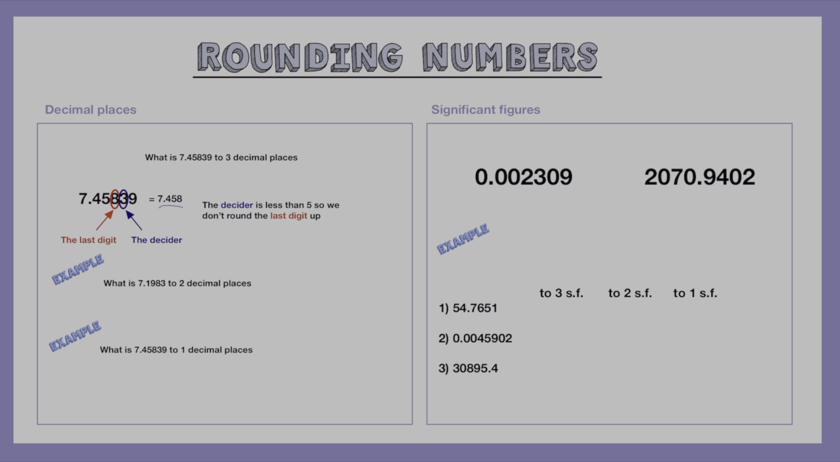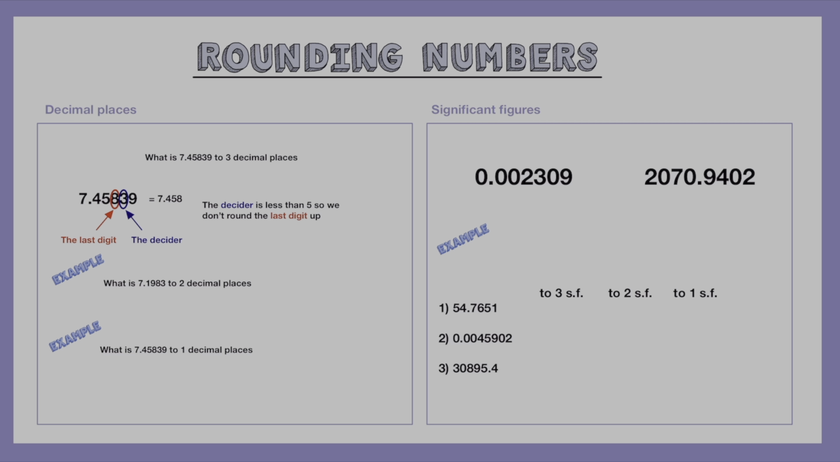So the answer would be 7.458. If the decider is not 3 and higher than 5, then the answer would be 7.459. So now we're going to move on to another example, which is what is 7.1983 to 2 decimal places.